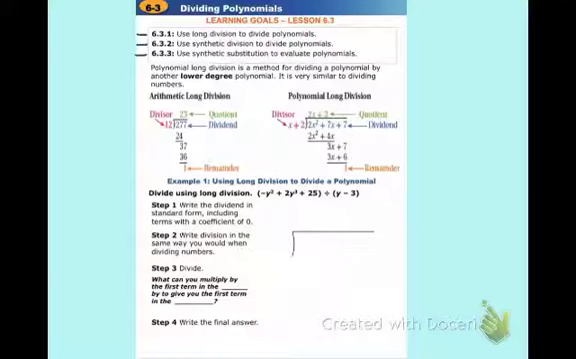Okay, so I hope I didn't scare you off with that term long division. Sometimes we have a little negative connotation with that from back when we were using long division to divide numbers. But polynomial long division is a method for dividing a polynomial by another lower degree polynomial. And yes, it is very similar to dividing numbers.